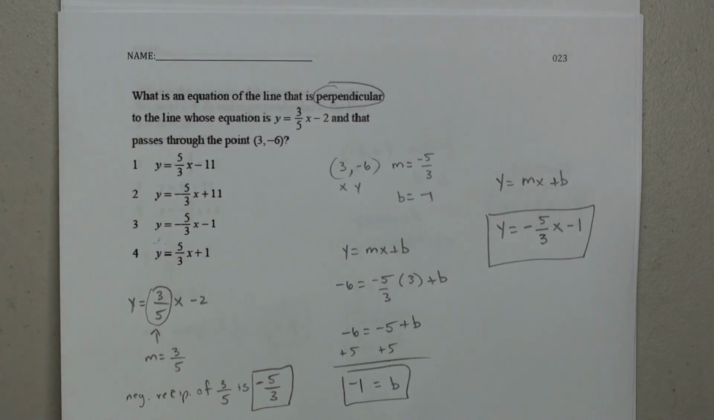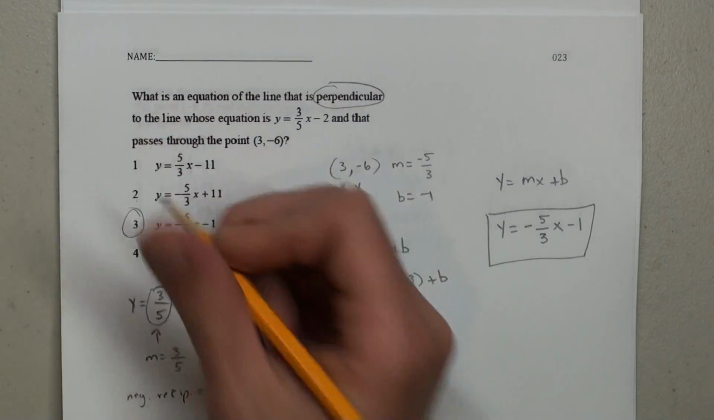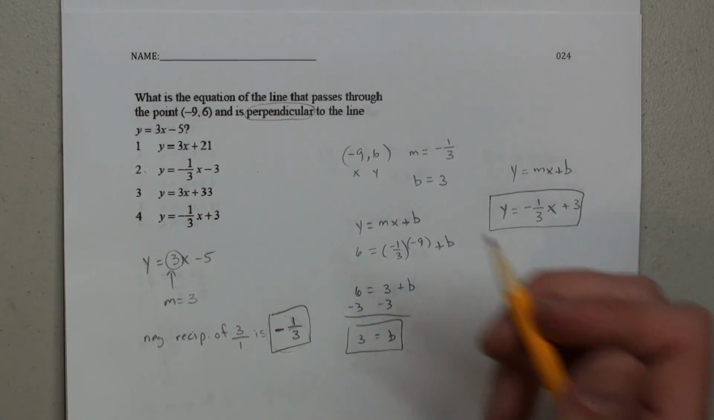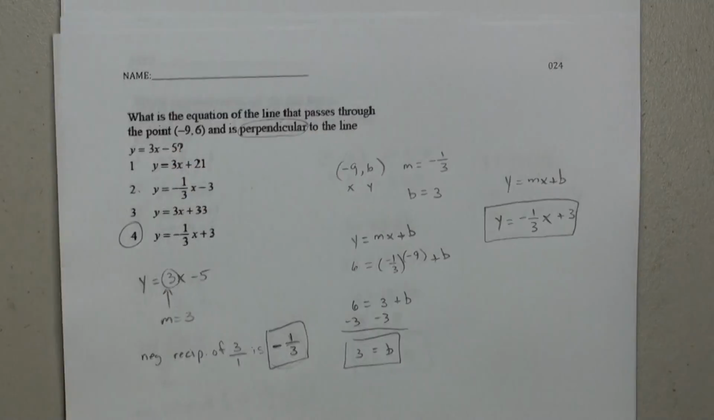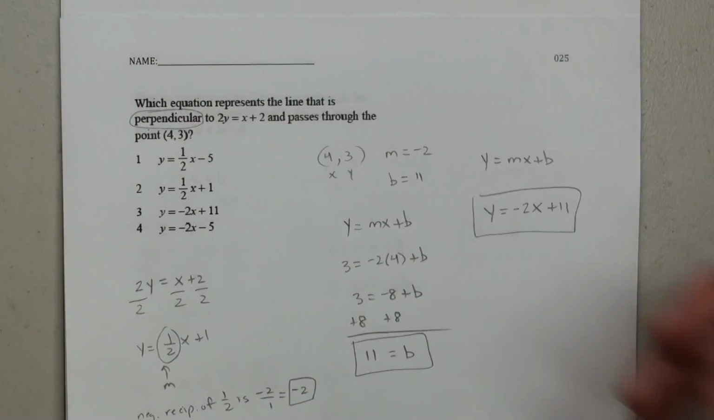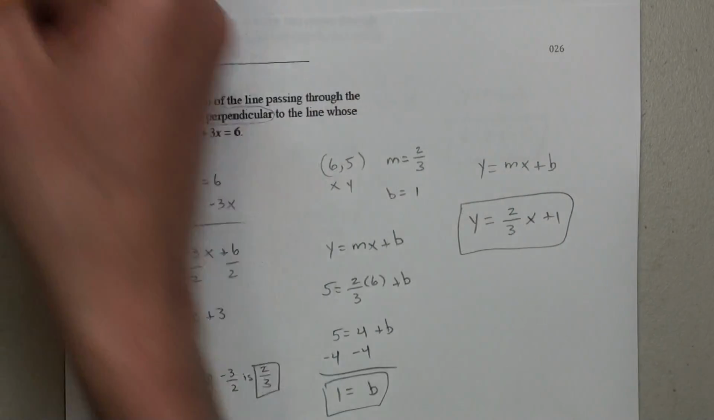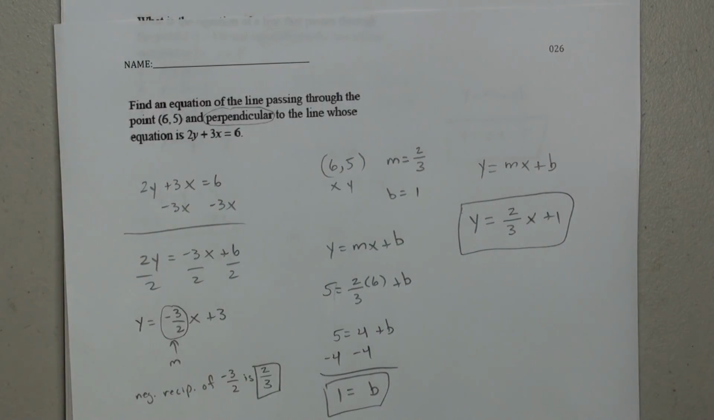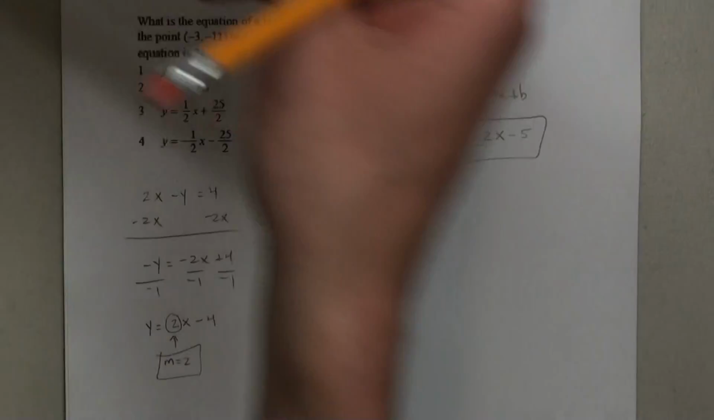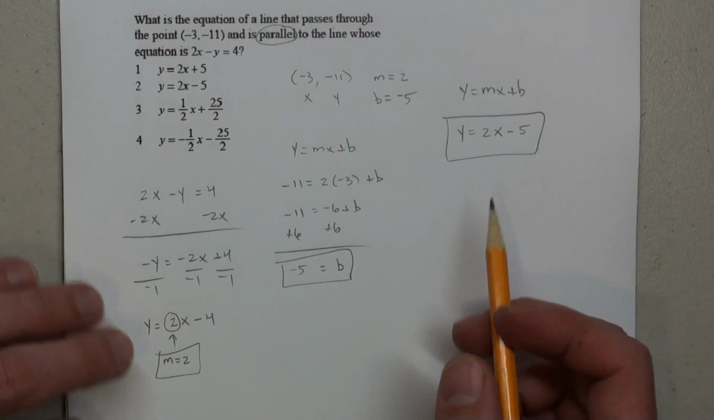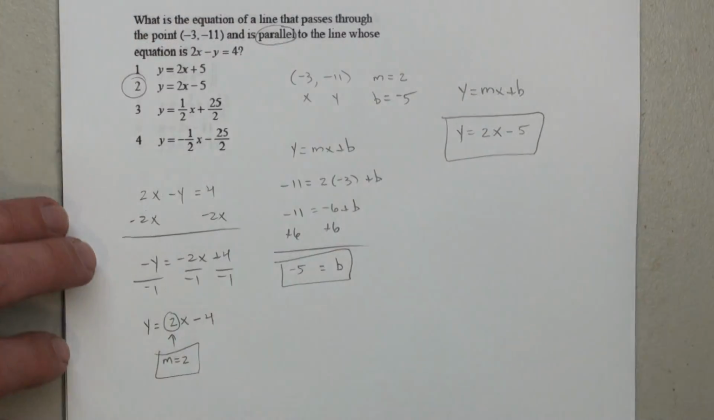23 was negative 5/3 x minus 1. Choice 3. 24 was negative 1/3 x plus 3. Choice 4. 25 was negative 2x plus 11, choice 3. And 26 was 2/3 x plus 1, but that was not a multiple choice problem. 27 was, though, and it's 2x minus 5, so it means it's choice 2.